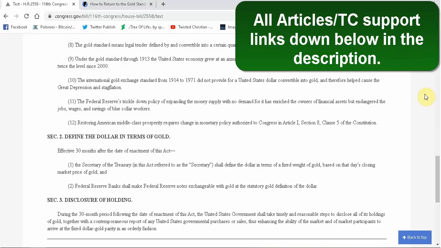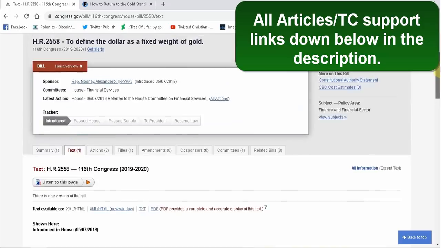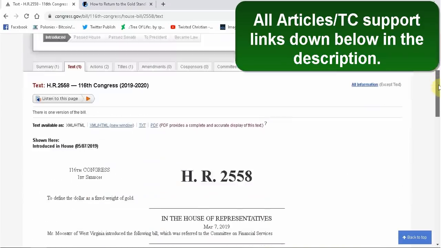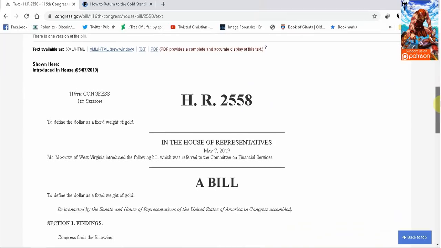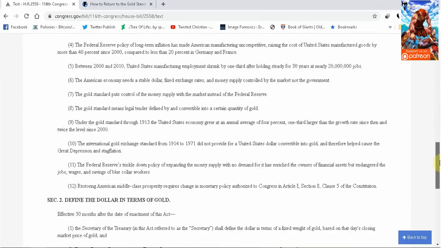Today I want to discuss with you guys how long it will take for the gold standard to be implemented. There are a lot of issues surrounding that, and I was just doing some research. I'm here on the government Congress website, Bill HR 2558. It was a bill that was introduced to go back to the gold standard.